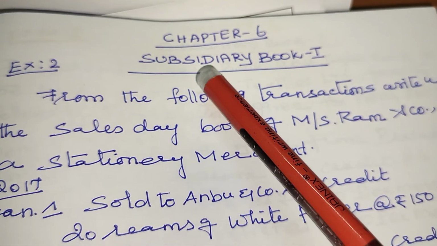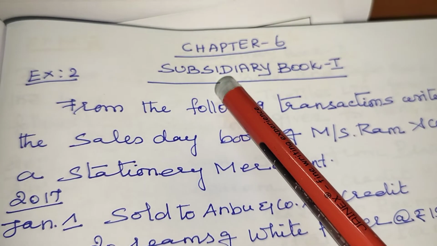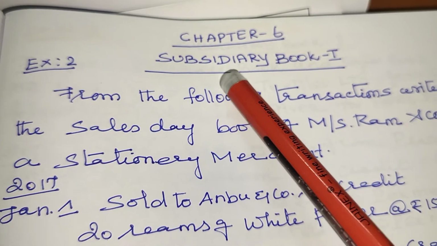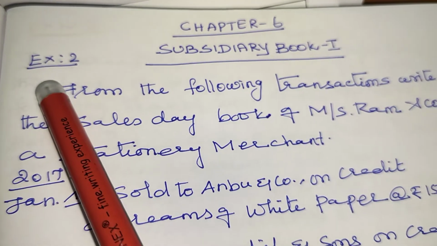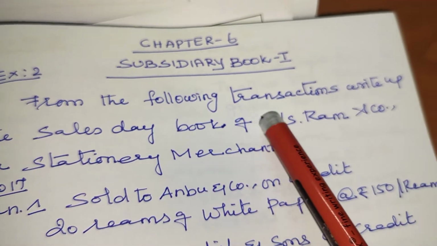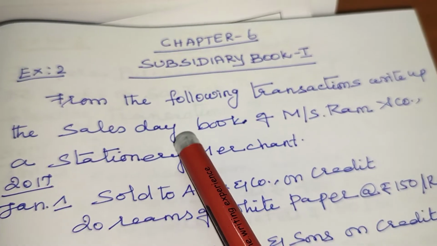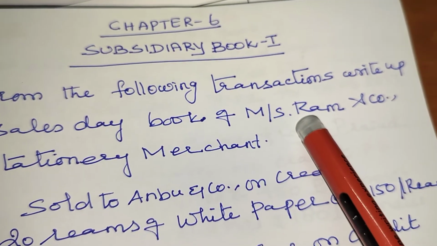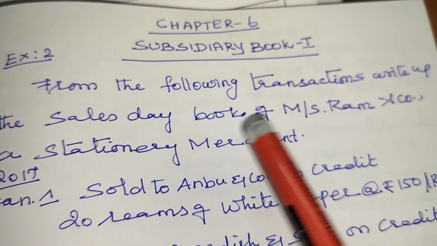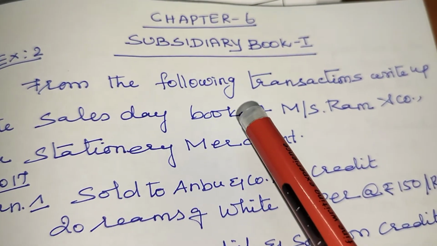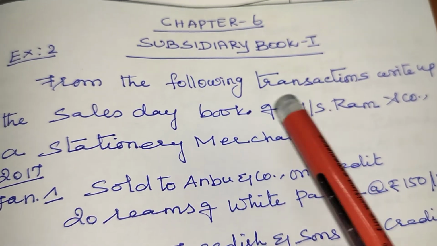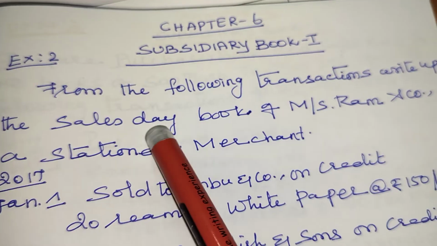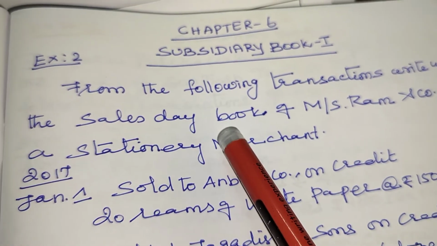In this video, we are going to learn about 11th Standard Accountancy, Chapter 6, Subsidiary Book 1. Exercise sum number 2. From the following transactions, write up the sales day book of Miss Ram and Co., a stationery merchant. So, what this transaction tells us, we are going to prepare the sales day book, which means sales book.